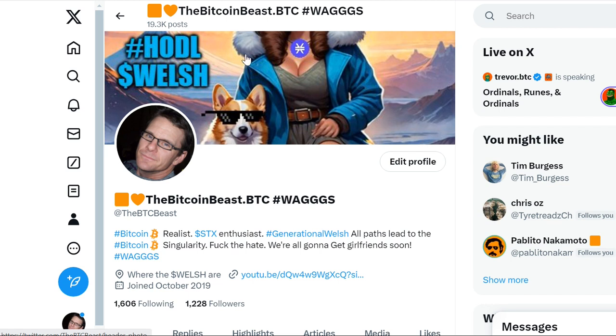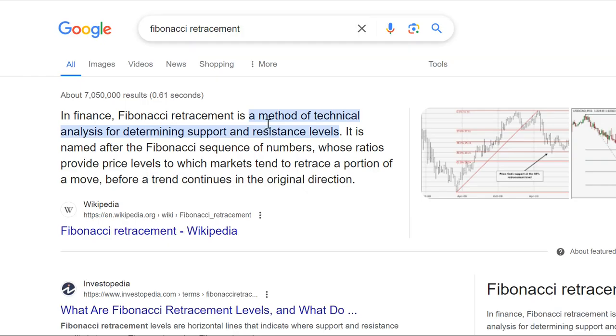When I look down into its deep essence, in simplified terms, it's very easy. It's called the Fibonacci retracement. In finance, Fibonacci retracement is a method of technical analysis for determining support and resistance levels. It is named after the Fibonacci sequence of numbers whose ratios provide price levels to which markets tend to retrace a portion of a move before a trend continues in the original direction.